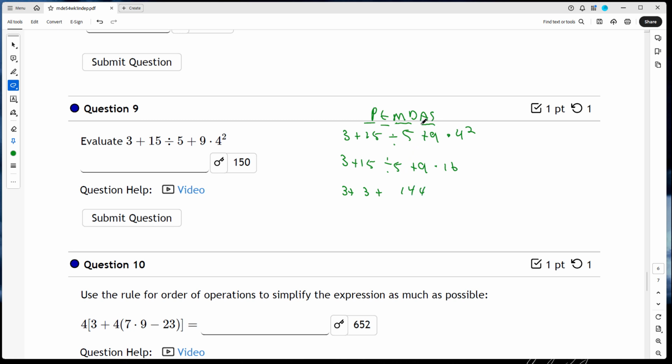Addition and subtraction are last. 3 plus 3 is 6 plus 144. 144 plus 6 is 150. And that's our answer there.